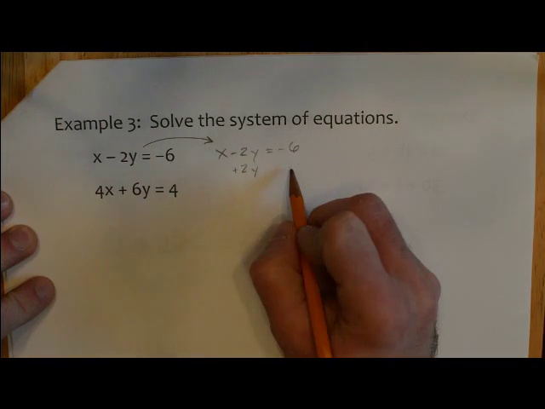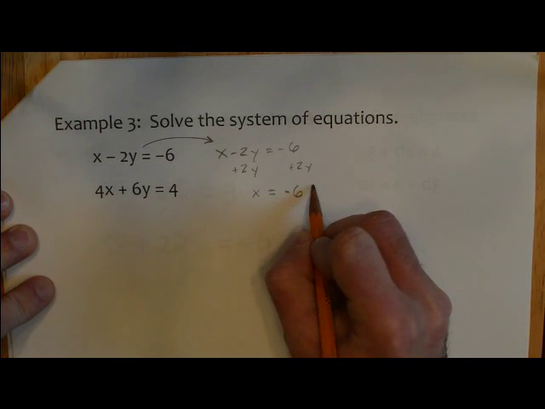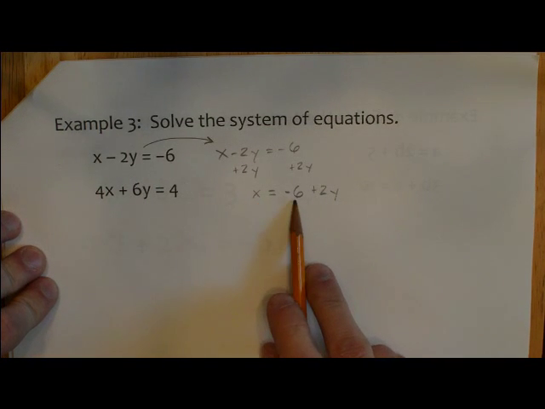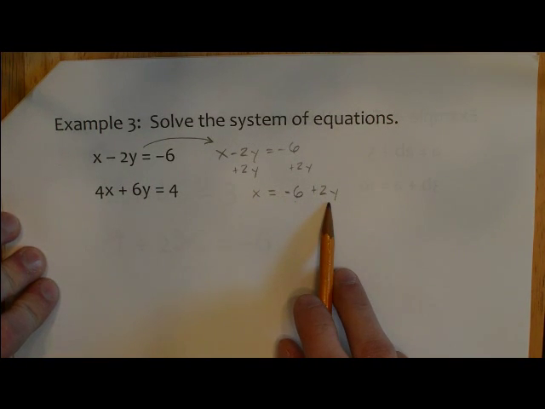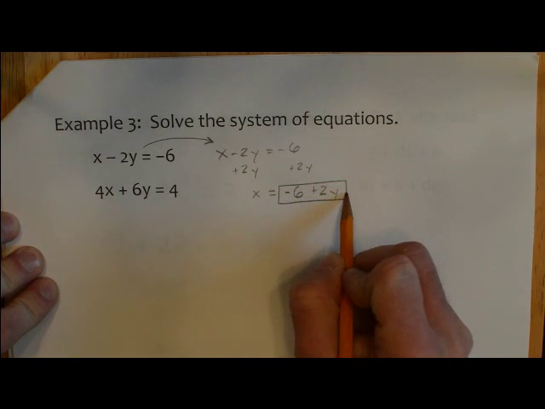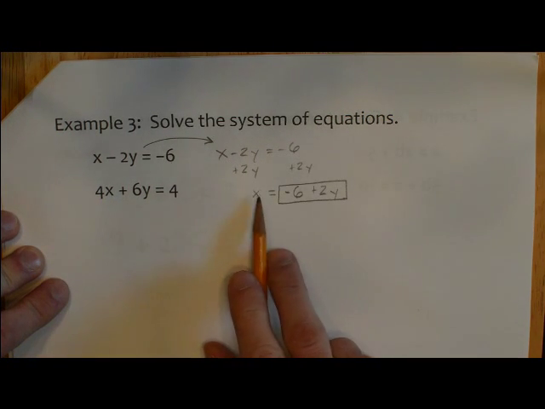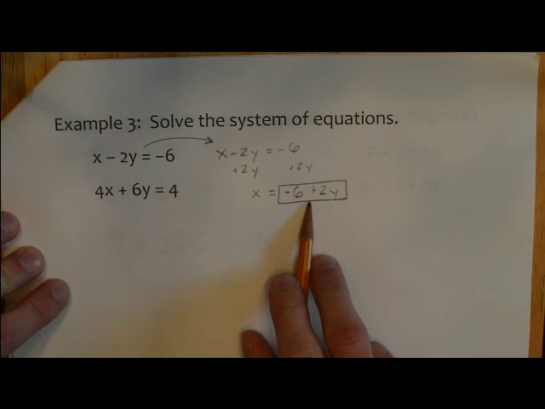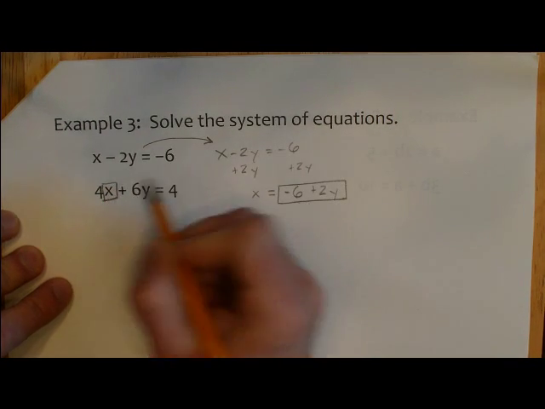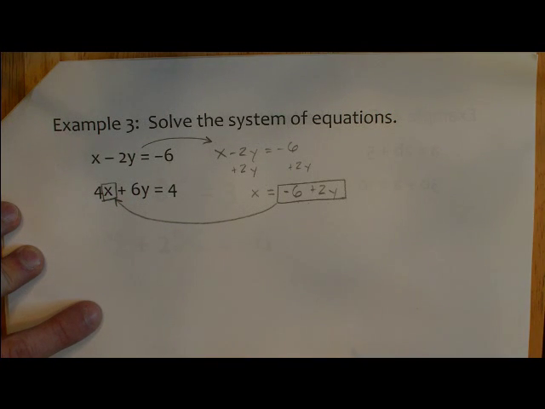To do that, I'm going to add 2y to both sides, and that's going to give me x equals negative 6 plus 2y. Knowing now that x and negative 6 plus 2y have the same value, I can take this expression, negative 6 plus 2y, and I can substitute that for x. Anywhere I see an x, I can replace it with this because it has the same value. So in that second equation, I see an x right here. I'm going to go ahead and replace that with negative 6 plus 2y.